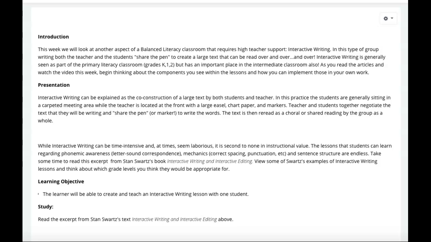Interactive writing is time intensive, but the instructional value is the foundation that children use for becoming writers. The goal of interactive writing is to shift the control to the children to become independent writers.